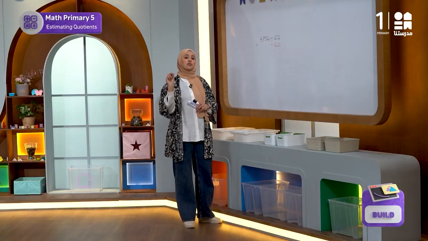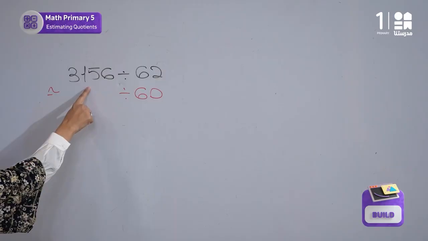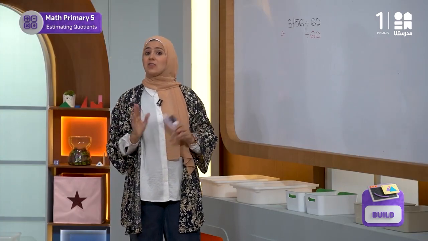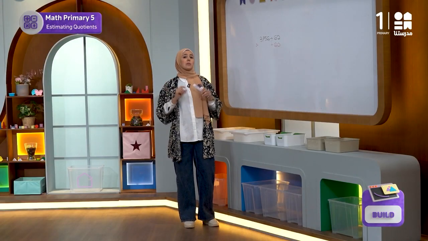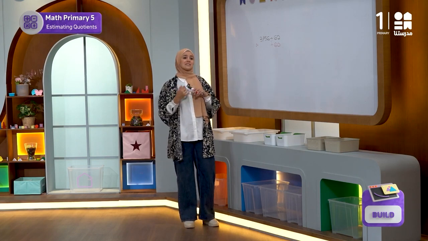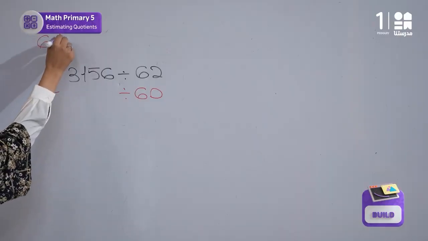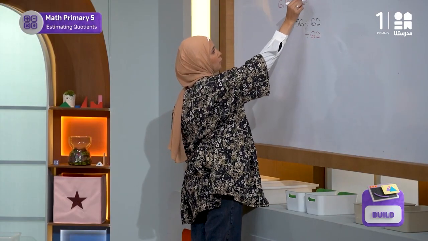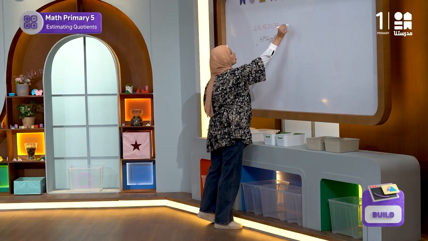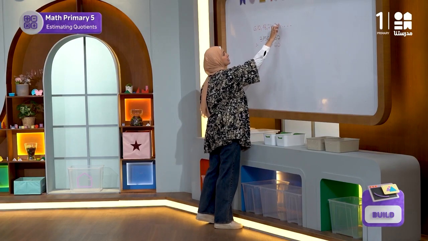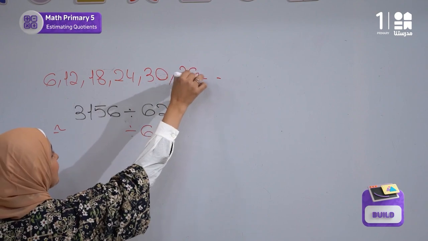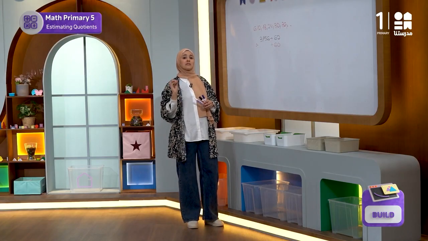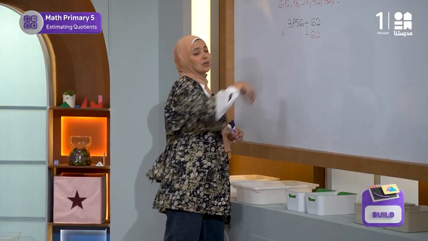Then we will take a look at the first two digits of the dividend, which are what? 31. Now, I want you to find a multiple of 6 that is close to 31. What are the multiples of 6? Do you remember them? We have 6, 12, 18, 24, 30, 36, and so on. Now, we will find that the closest multiple of 6 to 31 is what?